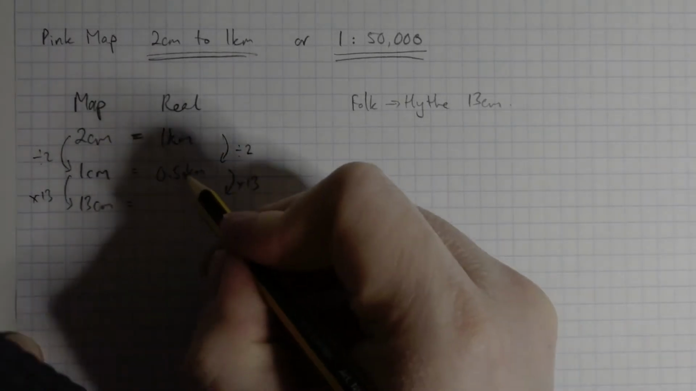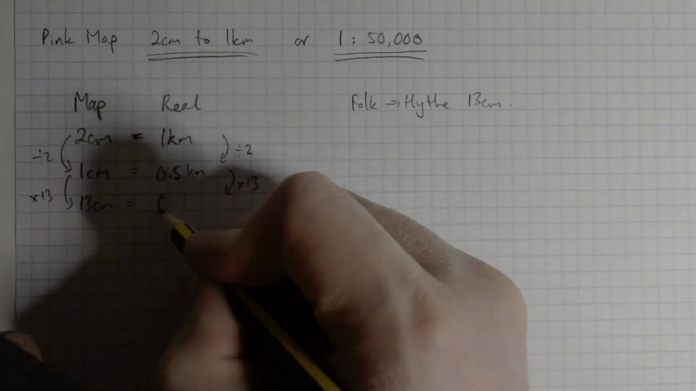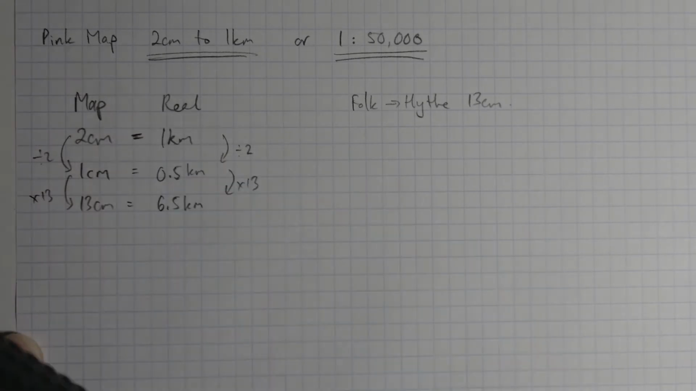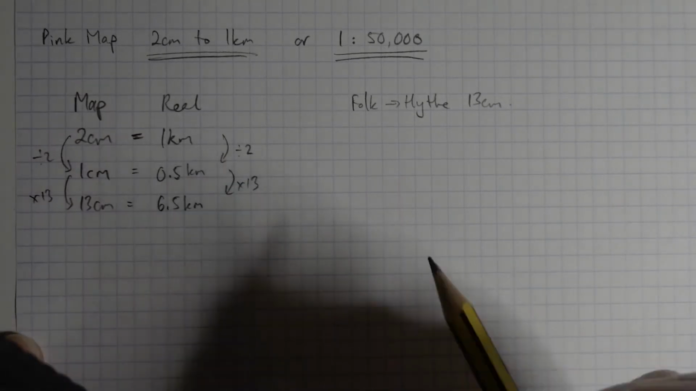So there we go. 0.5 times 13. You can use a calculator if you like, but I know that's 6.5 without a calculator. So that's all it is.